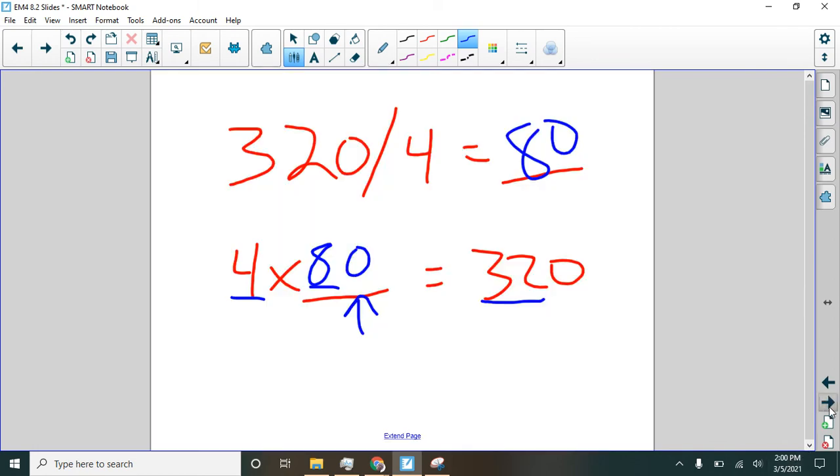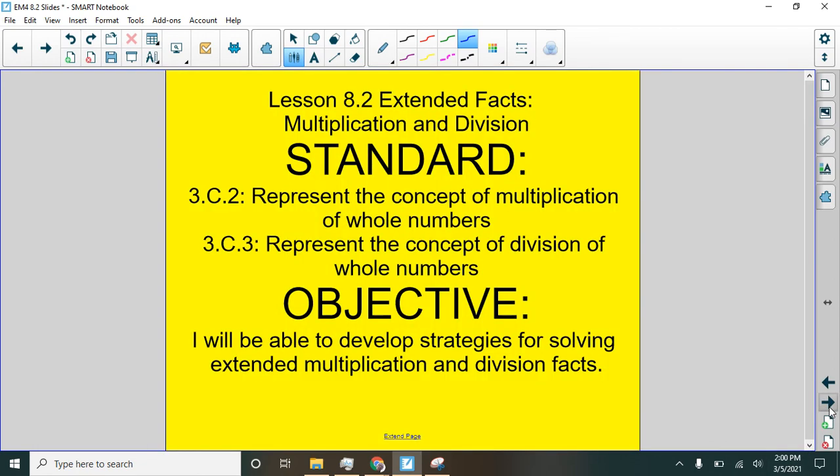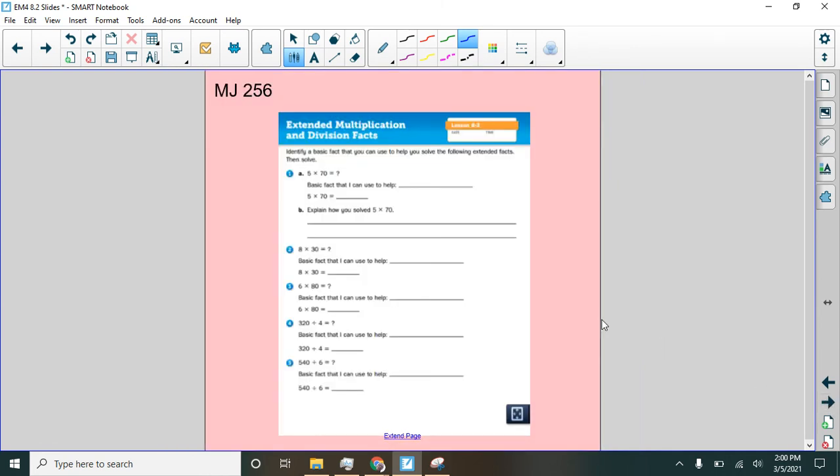All right, third graders, our math journal page looks like, well, there's our objective, right? Developing strategies for extended multiplication and division facts. Works with our standards as well. Here it is. It is math journal page 256. And you can see that you're going to be showing which basic fact can help you to do this, and then explaining that here. Some more practice with multiplication and then 2 with division. Flip them around, turn them into multiplication problems.